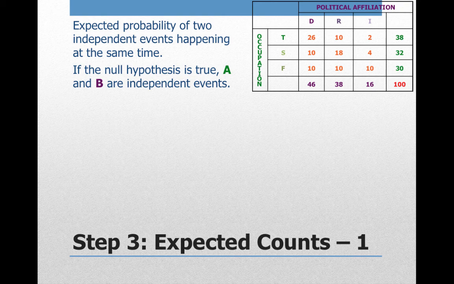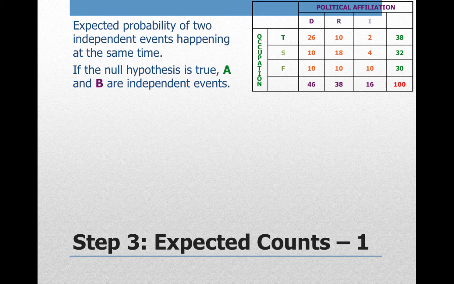This is really the expected probability of the two independent events happening at the same time. And so we're talking about these two independent events. This is simply the IV and your DV. If they are happening at the same time, what's the probability of us seeing a certain number of people within each of those cells? So if the null hypothesis is true, that there is no difference between the groups on your IV, on your DV. In this case, there are no differences between teachers, salespeople, and farmers on political affiliation.